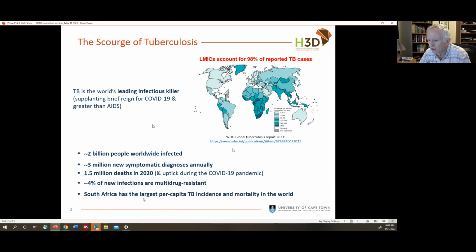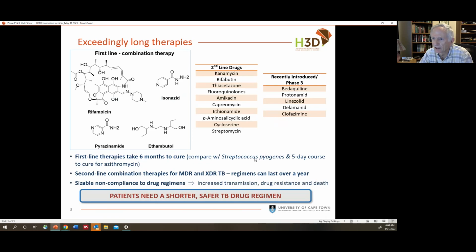South Africa has the largest per capita TB incidence and mortality in the world. And TB is much more problematic in the low and middle income countries. This is a problem because a lot of them can't afford the medicines that are needed. And I'll speak to that on the next slide.